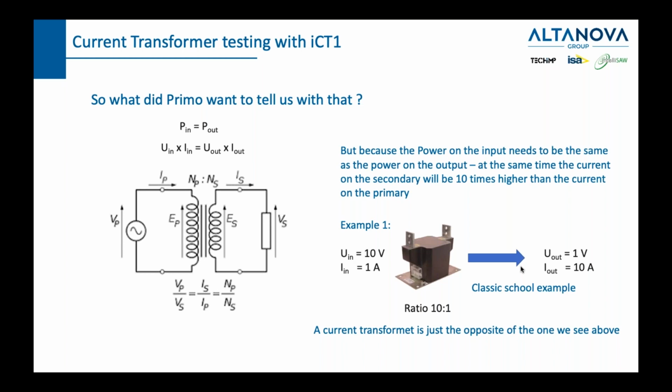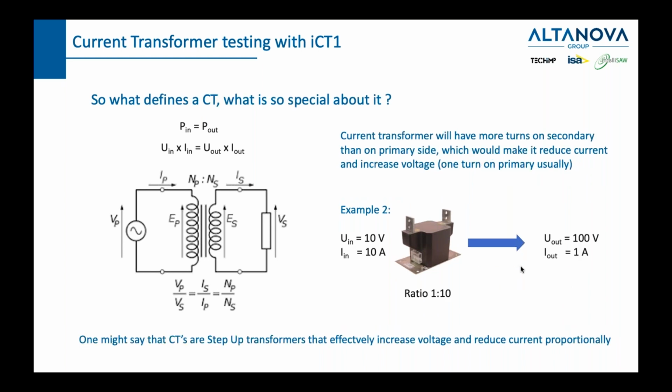The current transformer is just the opposite of the one we see above. So when we talk about a CT, what actually defines a CT? What is so special about a CT? Well, a current transformer will always have more turns on the secondary than on the primary side, which makes it reduce the current and increase the voltage. Usually that type of transformer will have one, maybe two turns on the primary side. So it will not be a 10-to-1, but a 1-to-10 transformer.